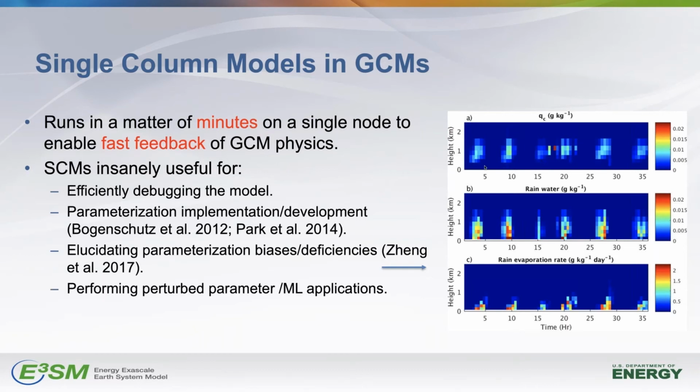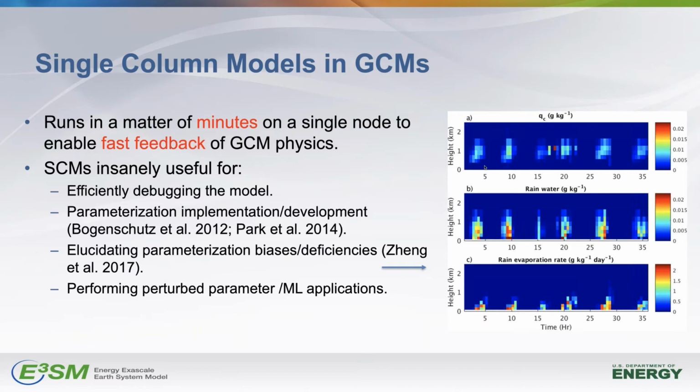Because of its efficiency, the SCM is also the ideal vehicle to perform perturbed parameter experiments and for machine learning applications. Yunyan Zhang and Charles Jackson have used this for this particular purpose to find the optimal CLUBB parameters for the shallow convective regime. In my opinion, the SCM has been an essential tool for conventional GCMs that many modeling centers rely on for efficient development of their model.